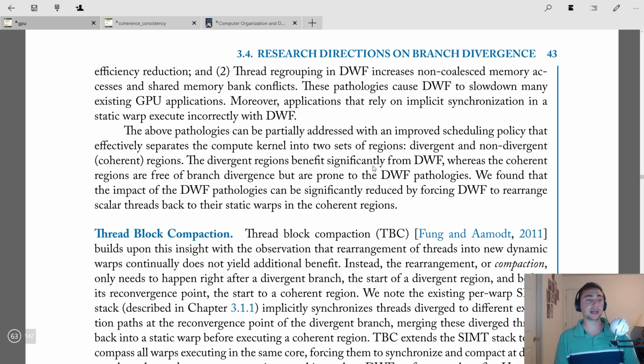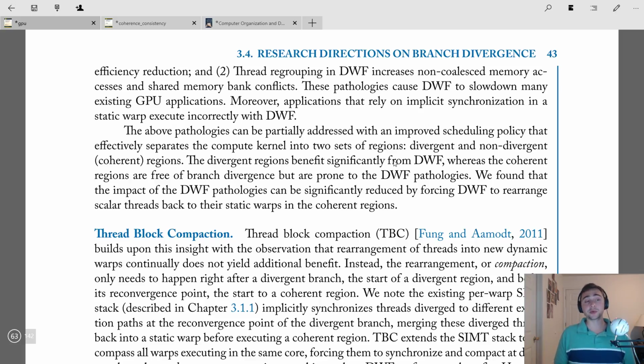So divergent regions benefit significantly from dynamic warp formation, whereas the coherent regions are free of branch divergence, but are prone to dynamic warp formation pathologies, right? This is basically just saying that if we can identify the areas where we're going to have a lot of divergence, then it's probably useful for us to do dynamic warp formation.